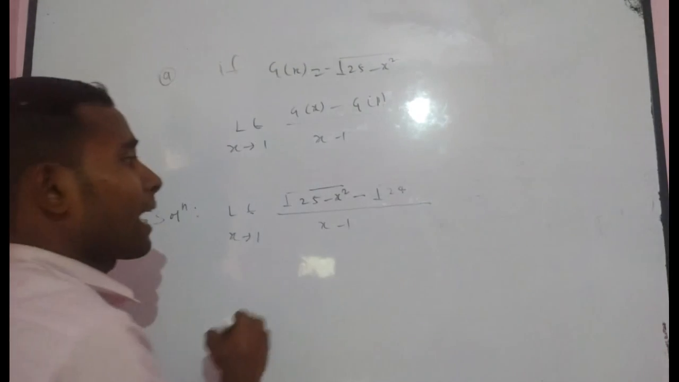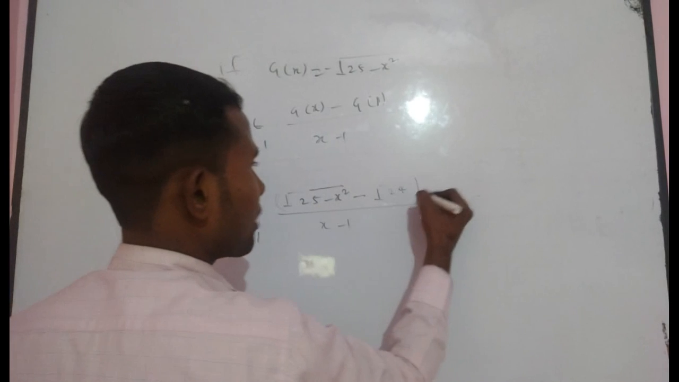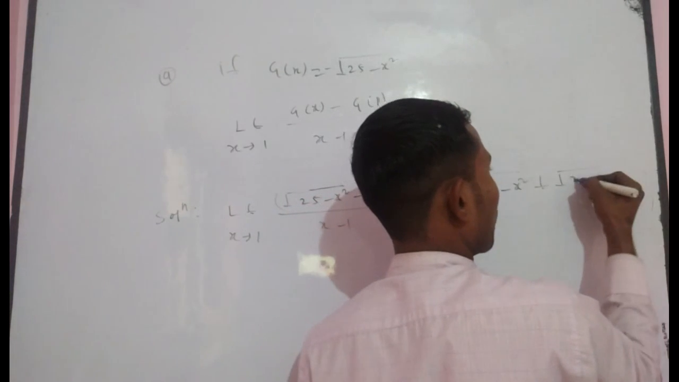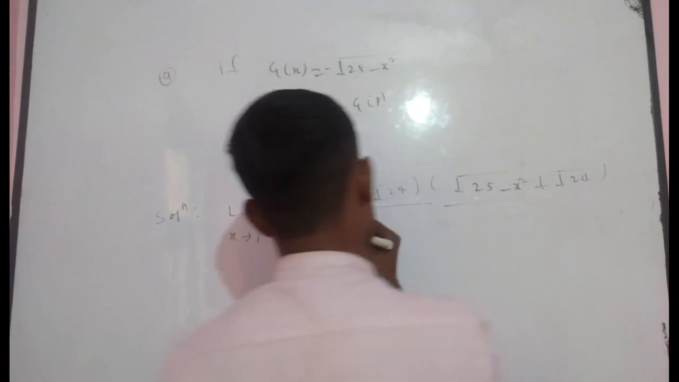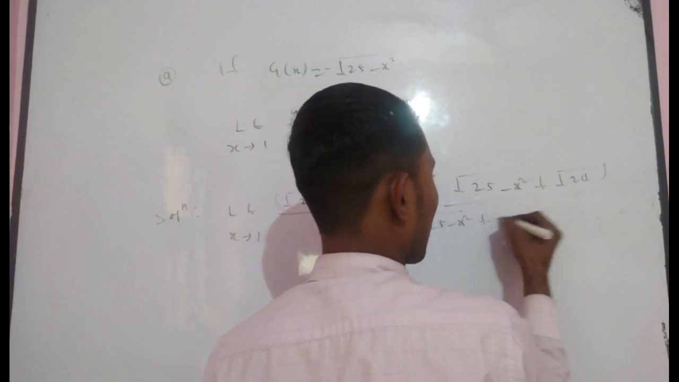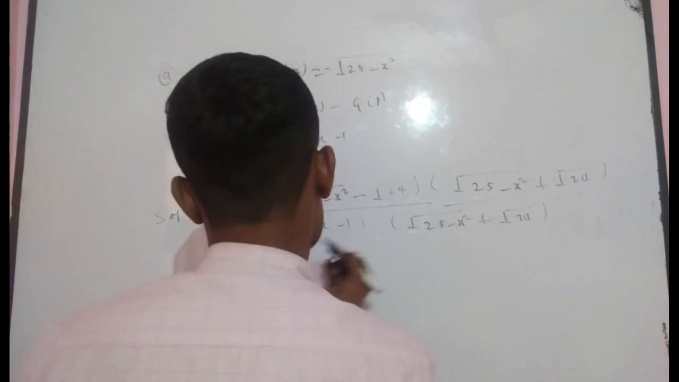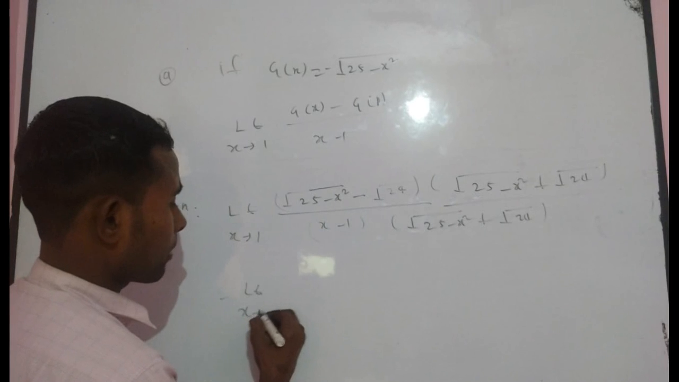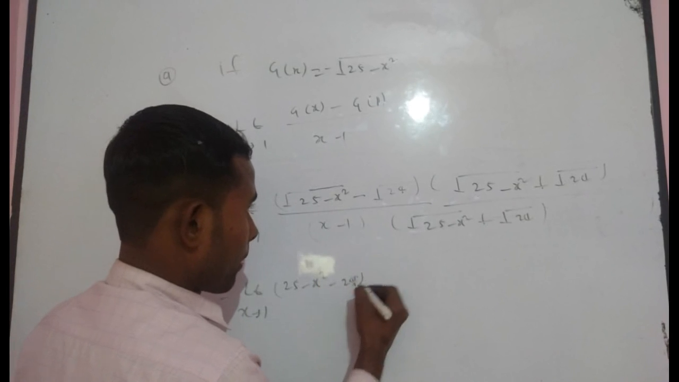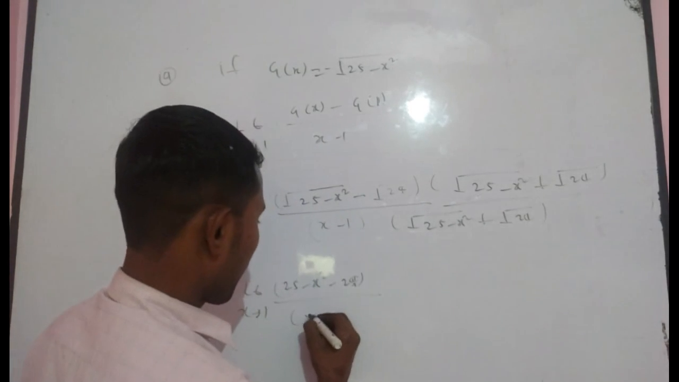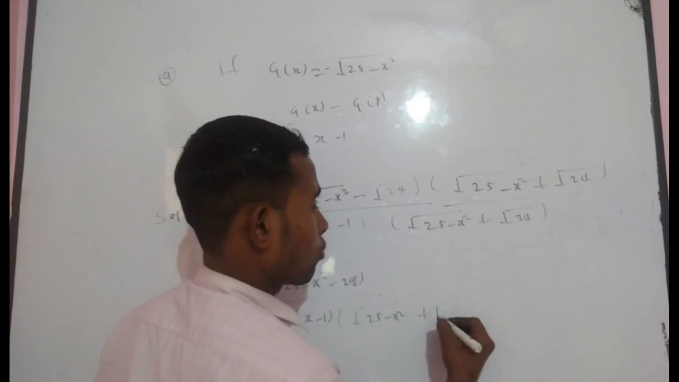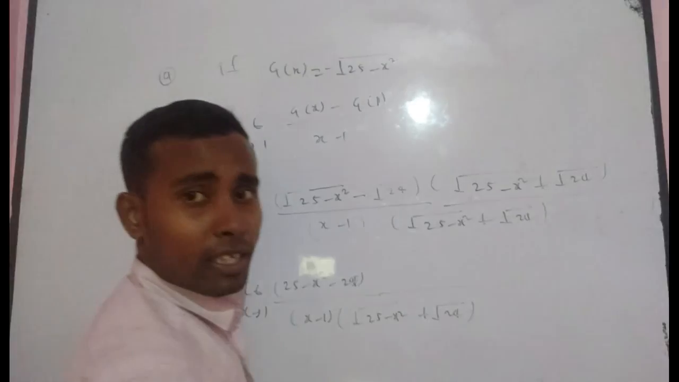Now you have to multiply by the conjugate of this factor. If you multiply its conjugate, what do you get? Under root 25 minus x square plus root under 24. In that case, in the denominator, what do you get? As you multiply by this factor, that means under root 25 minus x square plus root under 24. Can you write it? Now, in the numerator, can you write simply limit x tends to 1, 25 minus x square minus 24 divided by x minus 1 into, here you get root under 25 minus x square plus root under 24. I think you understand or not.